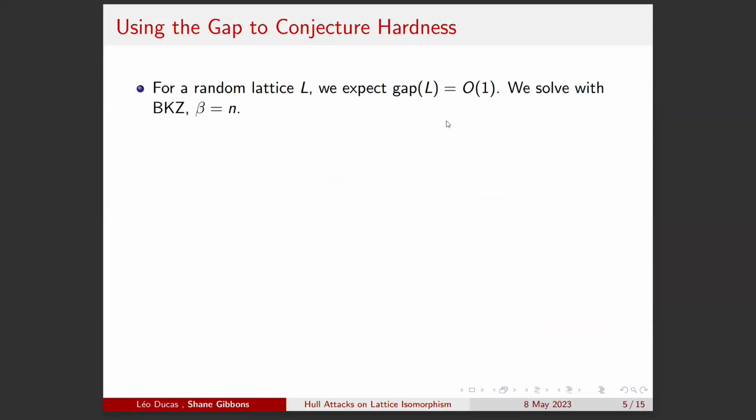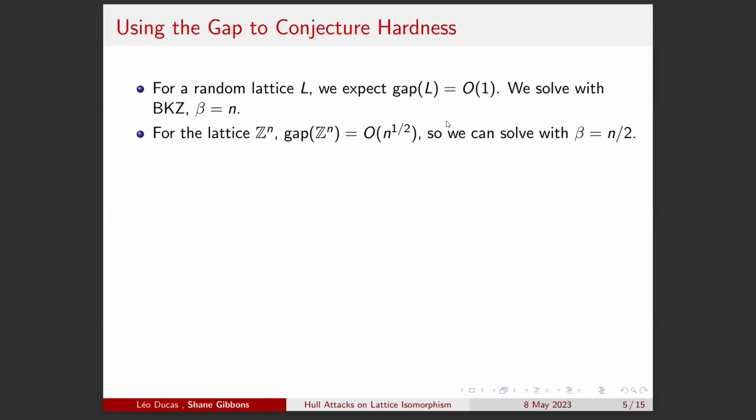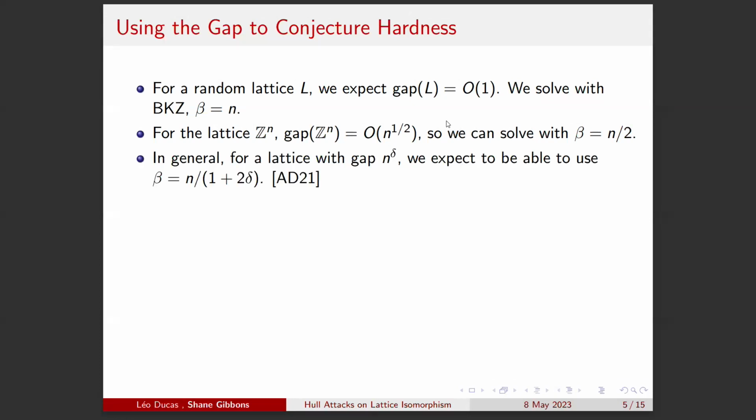And just some concrete examples. In a random lattice, as before, you would expect the gap to be O(1), because by definition you expect the length of the shortest vector to be near the Gaussian heuristic. And with this, you use BKZ with parameter beta equal to n, so full block size. Whereas for a nicer lattice, like the lattice of all integer vectors, Z^n, the gap is actually square root of n. And with this, you can solve SVP using the parameter beta equal to n over 2.